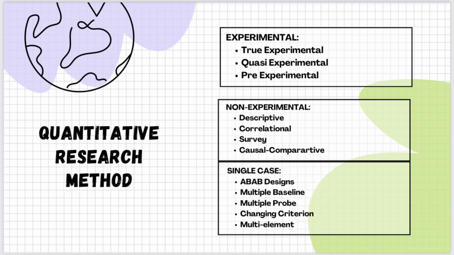And then for the AB design, this design is also known as reversal or withdrawal design, which consists of baseline A and treatment, signed by B. So yeah, and then we also have multiple baseline.